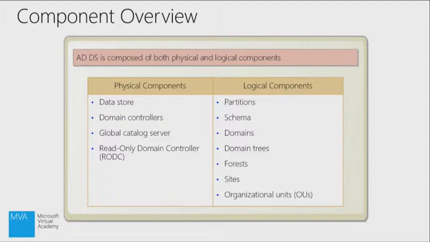Logical components are the more complicated piece of Active Directory Domain Services. Partitions, schema, domains, trees, forests, sites, and OUs are all logical pieces of Active Directory Domain Services. We're going to start at the top. We're going to work our way down through those pieces as we can. They're not necessarily all hierarchical, but some of them are.